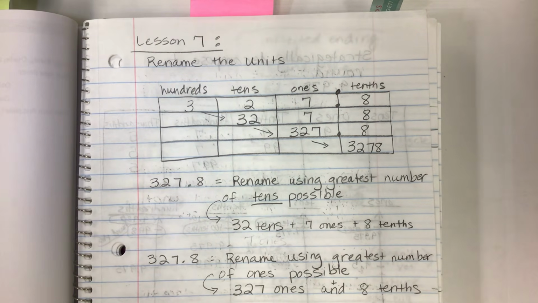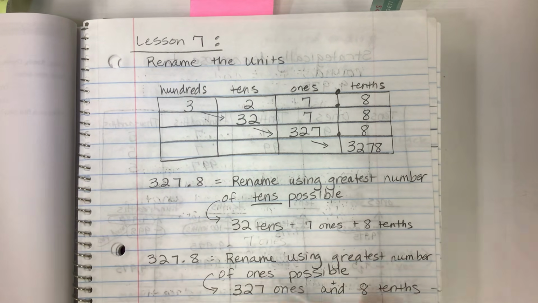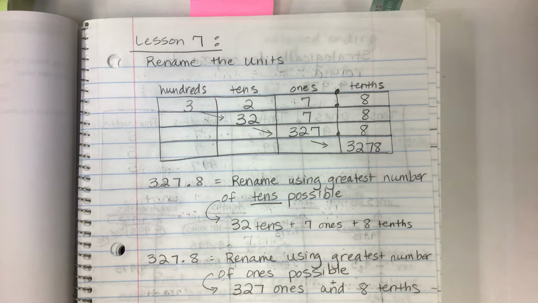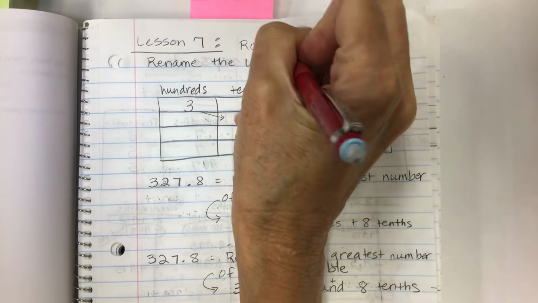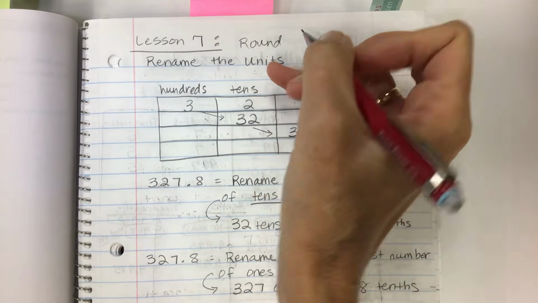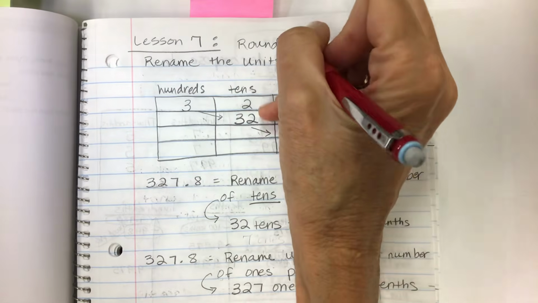This is lesson 7. It's a very challenging lesson. This is module 1, and the objective is to round. So we're really rounding, and we're rounding a given decimal to any place.